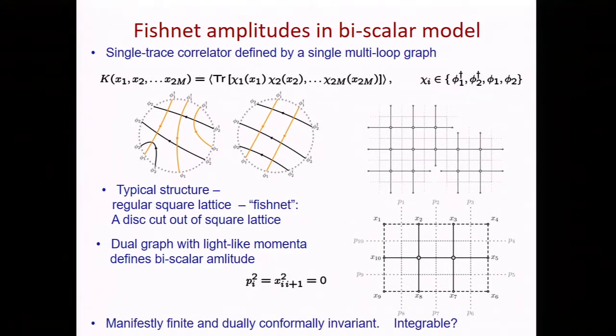Okay, and it appears that these graphs are manifestly finite and also dually conformally invariant. Finiteness is subtle. I wouldn't say that I know the proof for any such type of graphs, but the specialists say it's obvious. We checked it for some particular configurations.